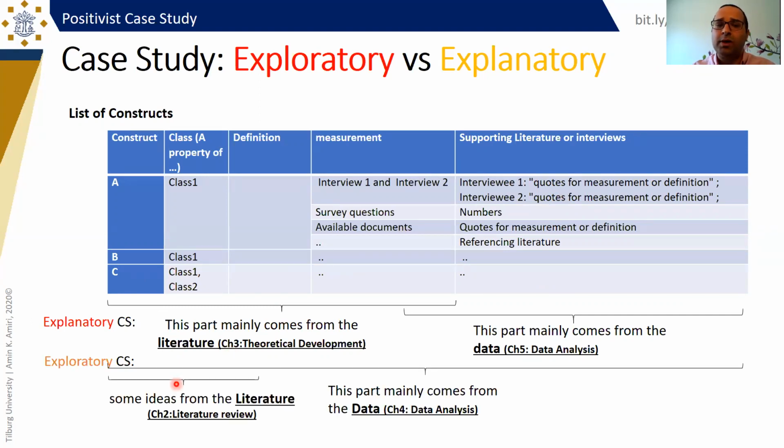In exploratory case study, the literature may, not all the time, give you some constructs, name, sometimes definition. Mostly it doesn't give you anything, but there can be 1 or 2 or 3 constructs suggested by the literature. The way that you need to measure the constructs roots in data analysis. Providing support for the existence of the constructs roots in the data analysis.